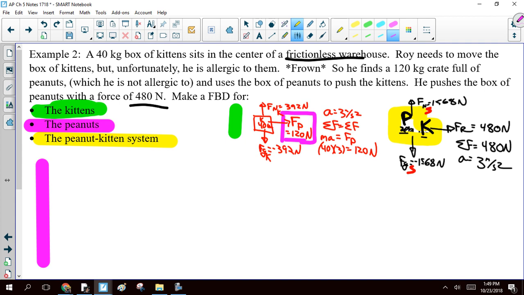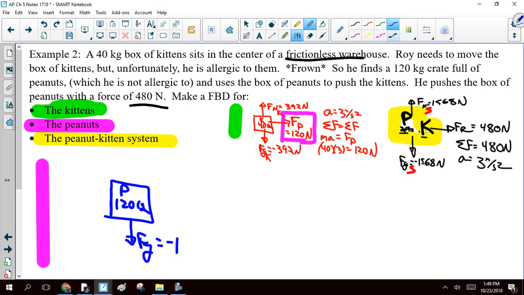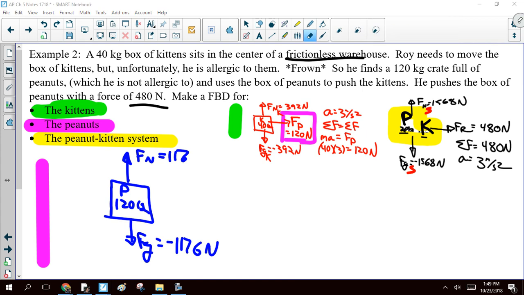So what I'm going to do is assume that the acceleration is right and recalculate the force between the peanuts and the kittens to make sure that we validate Newton's third law. So here we go. Here are the peanuts. They have a mass of 120 kilograms. Gravity is going to pull these guys down with a force of negative 1176. There's got to be a normal force of positive 1176.